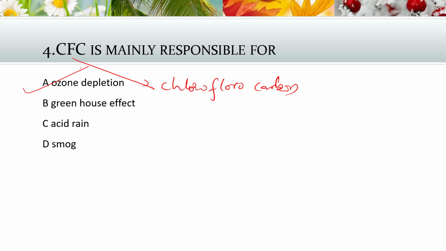We all should remember one point, that the chlorofluorocarbons are emitted from the refrigerators. The refrigerators which we use generally emit this chlorofluorocarbon, which causes the ozone layer depletion. And one more thing you have to remember here is that the ozone layer belongs to the stratosphere. Many times this question was also asked in many competitive exams, so just remember.